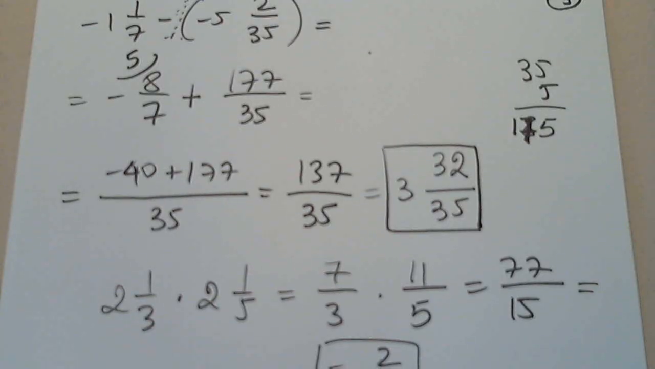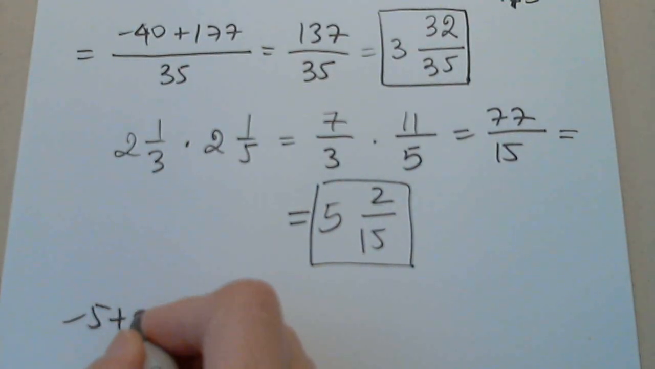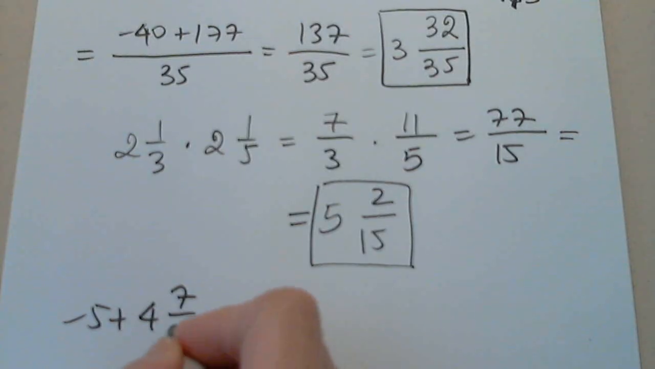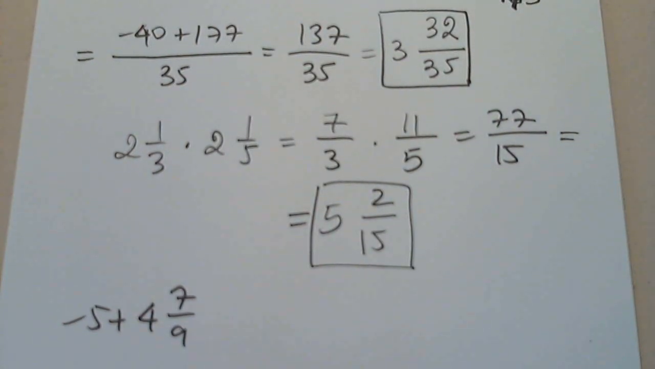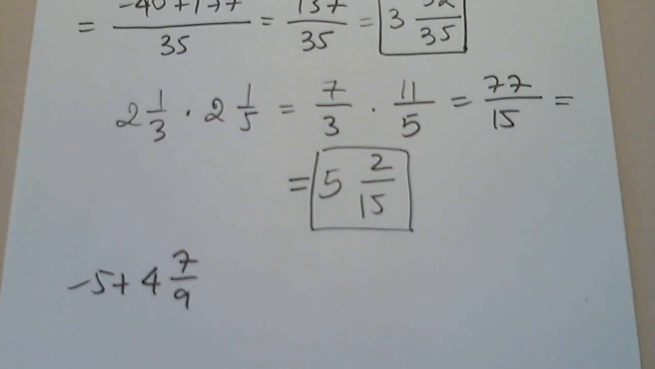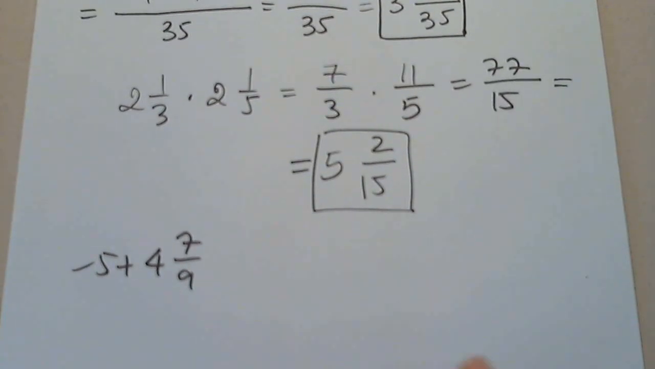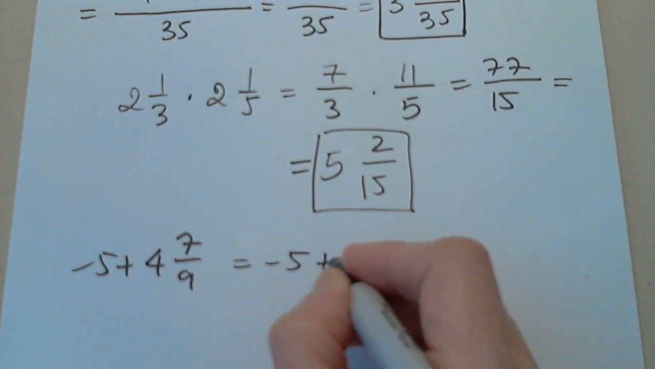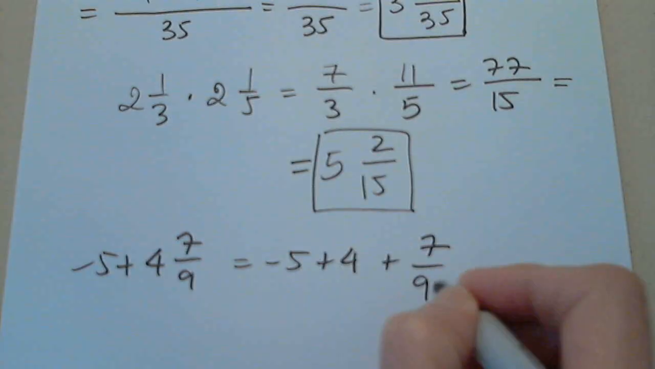So -5 plus 4 and 7/9. This is a good one. Just looking at it, it's 2 9ths. I was just doing the math in my head. So, indeed, one option would be that. In this case, you can write -5 plus 4 plus 7 over 9.